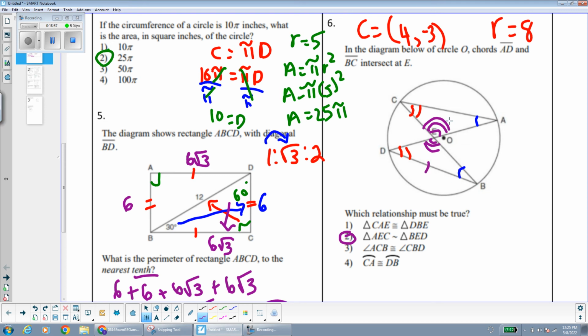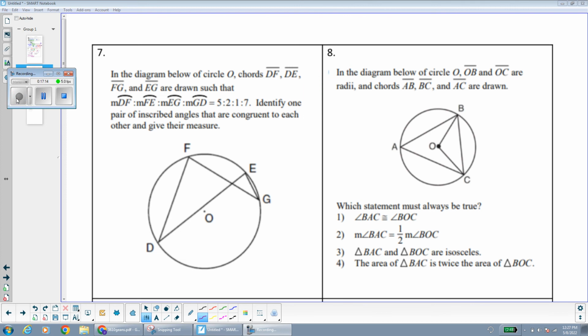If we knew that these sides were congruent, then that would for sure be true because congruent chords intercept congruent arcs. But since we couldn't conclude anything about the measurements of the chords or the relationships to each other, I can't say for sure that number 4 is true.